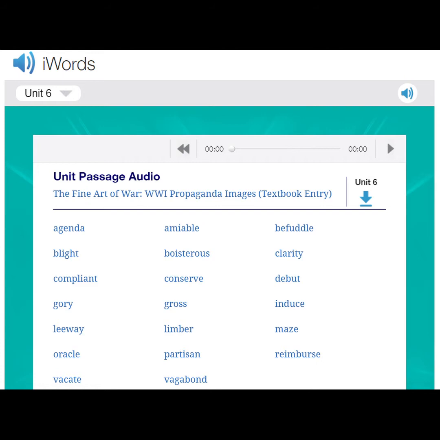Befuddle. Befuddle is a verb meaning to confuse. Income tax forms may befuddle you the first time you try to fill them out. And extreme fatigue may befuddle a person's brain. Now you say befuddle. Repeat the word.